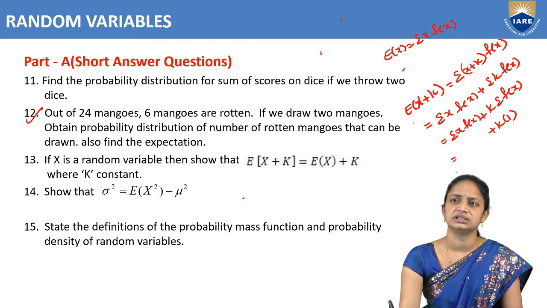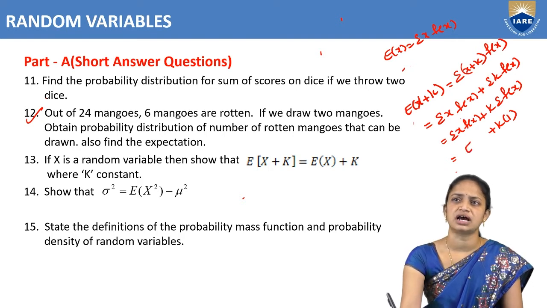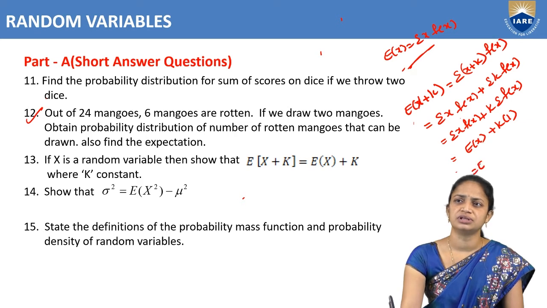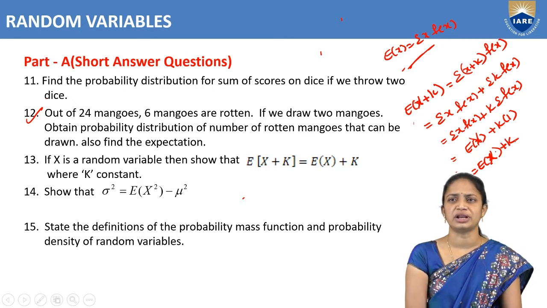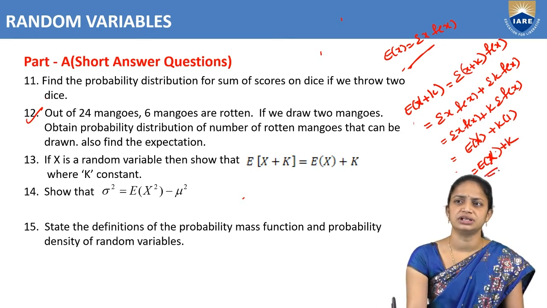And we know that this is summation x into f of x, which we have already written, so that is expectation of x. So that is nothing but expectation of capital X plus k. Otherwise we can write small x also. So that is the derivation.